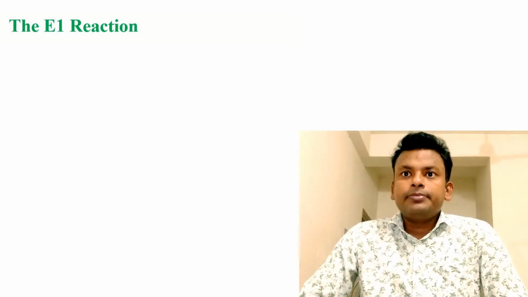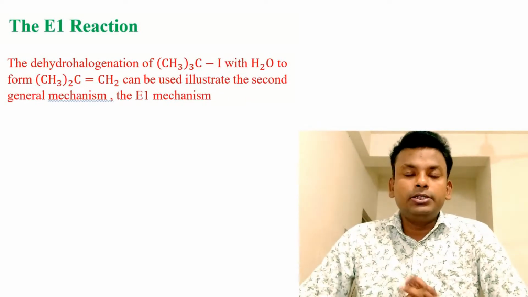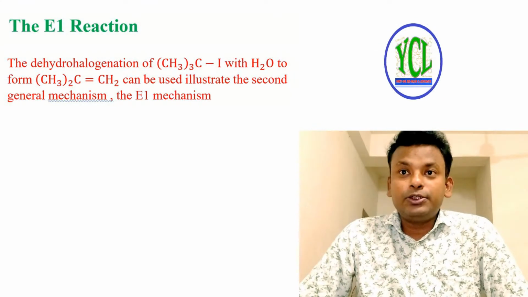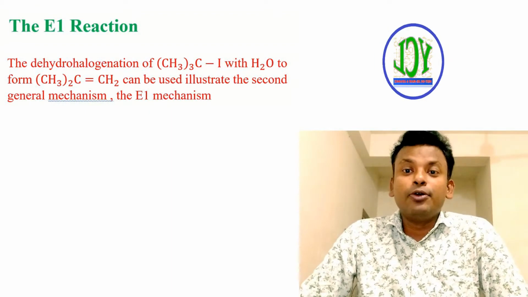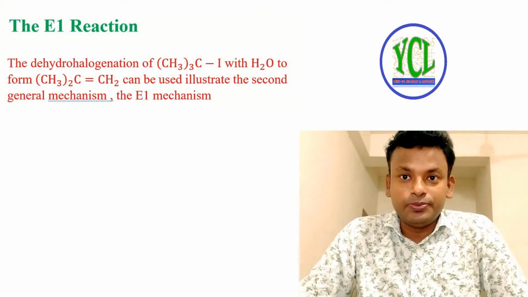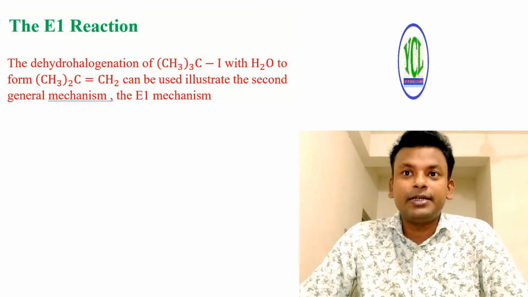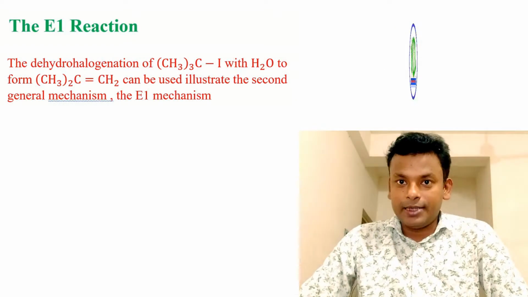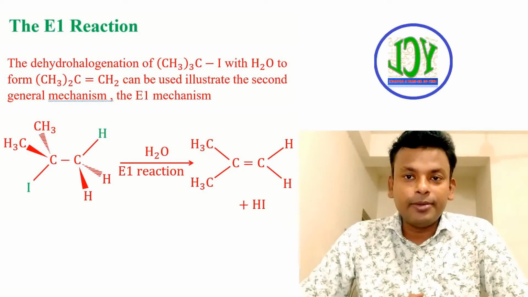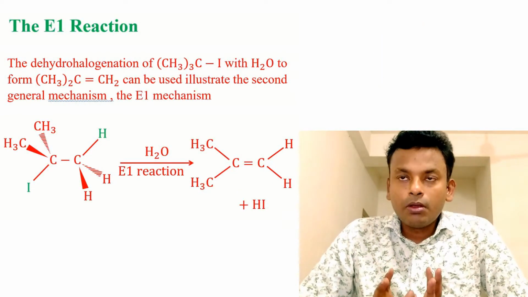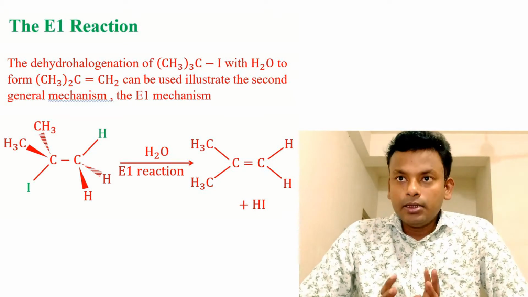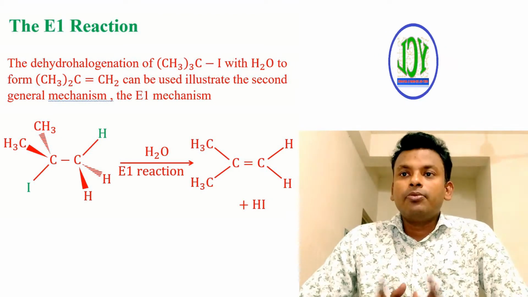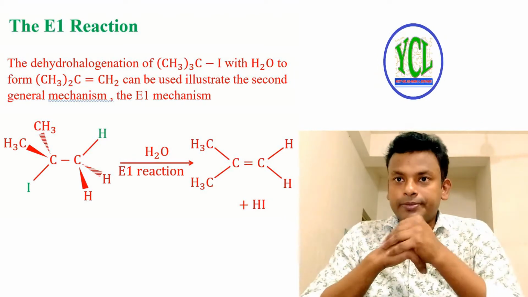The E1 reaction, the dehydrohalogenation of CH3 with H2O to form CH3 C double bond CH2, that is an alkene, can be used to illustrate the second general mechanism, the E1 mechanism, and the reaction is given here. Alkyl halide eliminates via the E1 mechanism to form alkene and remove HI.